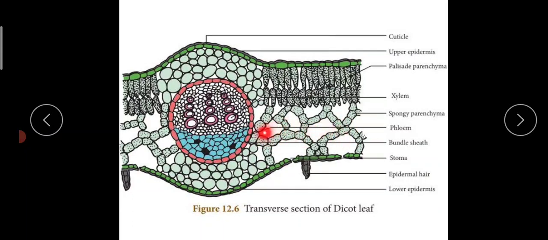Spongy layer, as you can see here, is different from this palisade layer. You can see in this layer the cells are thin walled and irregularly shaped. They are loosely arranged with a lot of intercellular spaces in between. So, large intercellular spaces you can see here, and this spongy tissue is concerned with photosynthesis and also gaseous exchange. So mesophyll is the layer between the upper and lower epidermis.